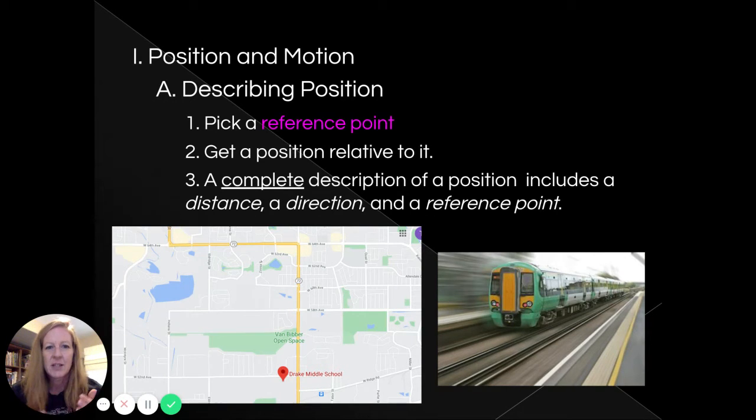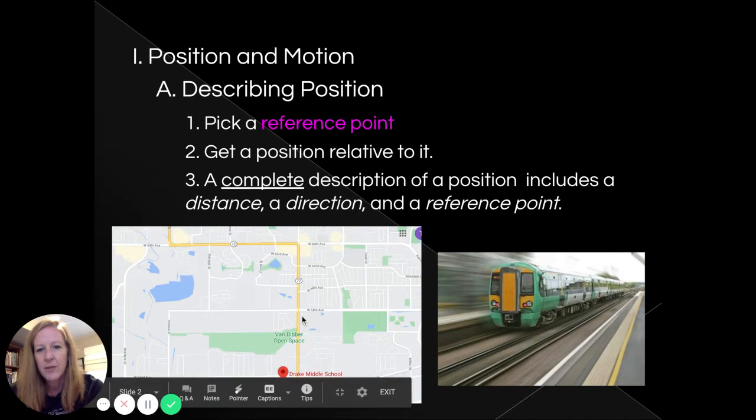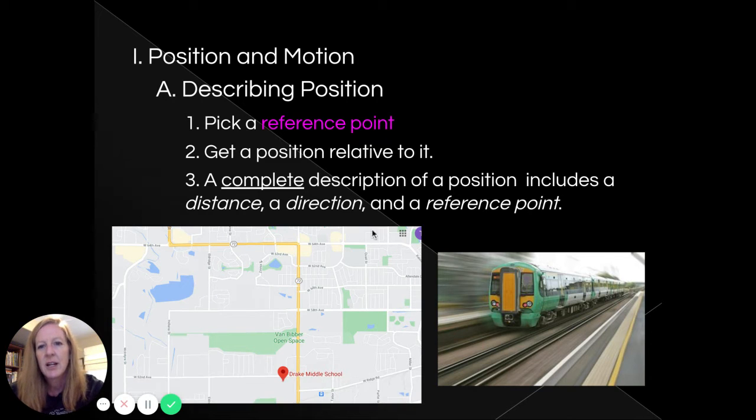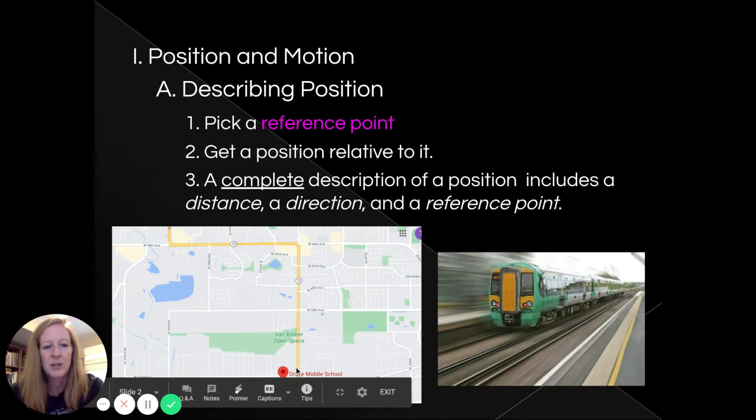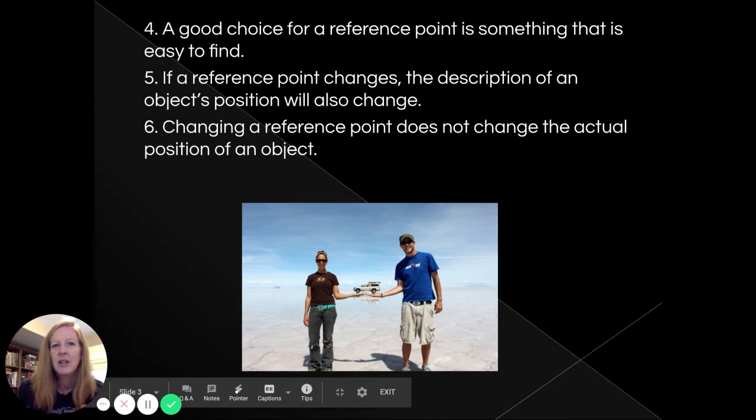You would have to give us a complete description of the position of your house. And in order to do that, we would have to know how far and in what direction we are going from Drake Middle School. A lot of times that might mean going north for a little while, and then possibly going east, and then going north again. So we're describing distance and direction from the reference point, which might be Drake Middle School for this example.